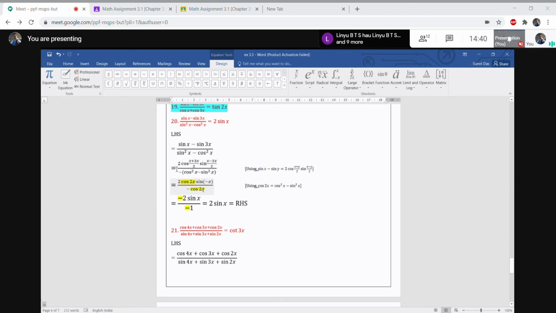You can see cos 2x and cos 2x will cancel, and we know that sine of minus x is minus sine x. So the next line will be minus 2 sine x divided by minus 1, and minus minus cancel, so it will be 2 sine x. That is what we have to prove. Okay, that is the right hand side. Understood?